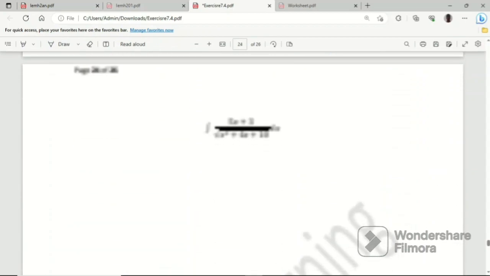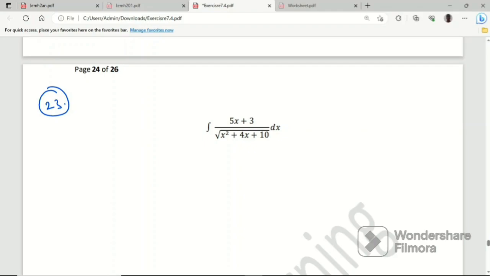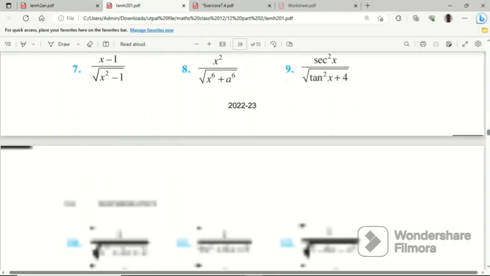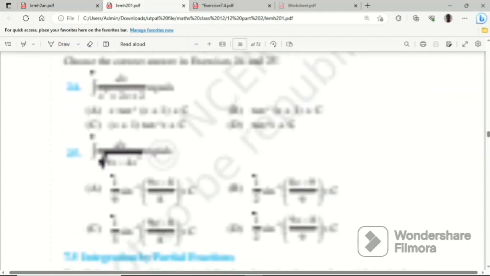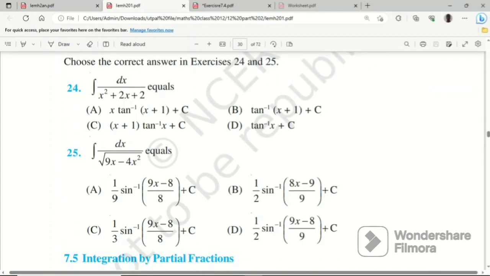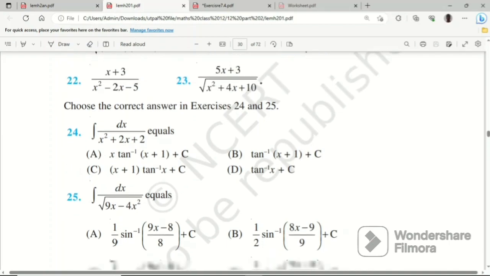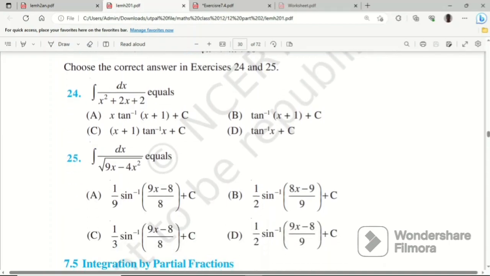So now moving on to the next question. It is our 23rd question. Okay. So how many questions are there in this exercise? I think, okay, 25 questions are there. Right now we are on the 23rd question.